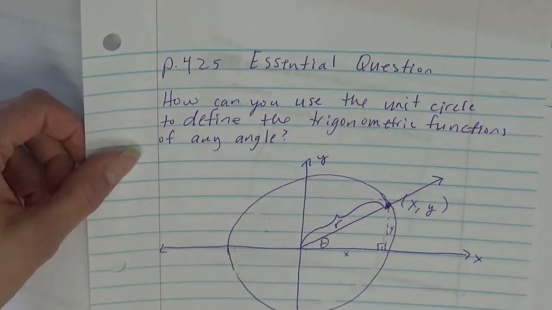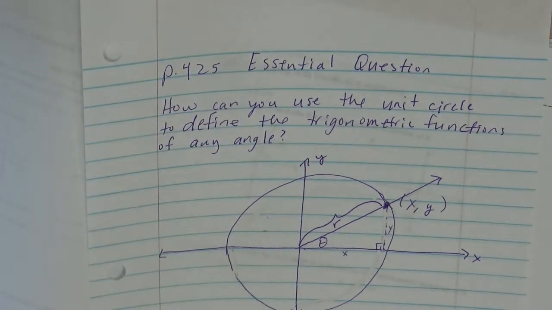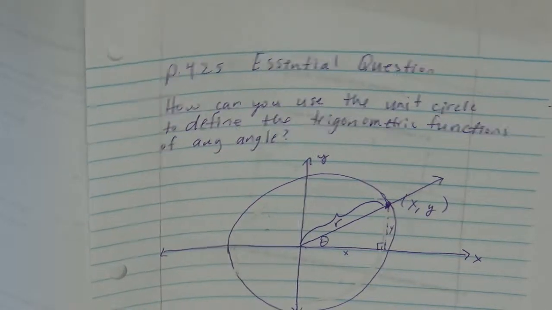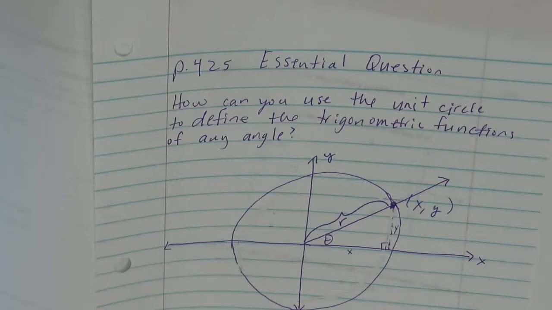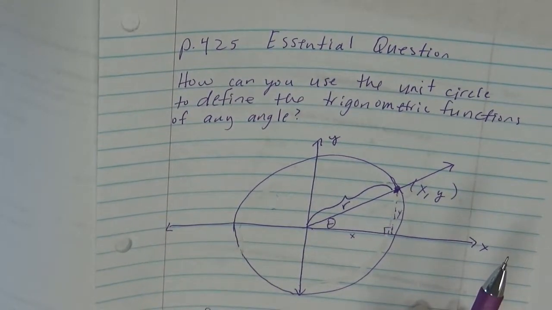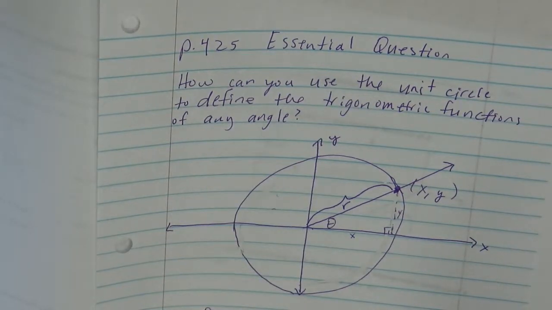On page 425 of your textbook, they ask an essential question: how can you use the unit circle to define the trigonometric functions of any angle? We already talked about how we can define the trig functions for a 90-degree angle. You'll recall SOHCAHTOA, sine is opposite over hypotenuse, all of those rules that we discussed before. How can we use that for trig for any angle?